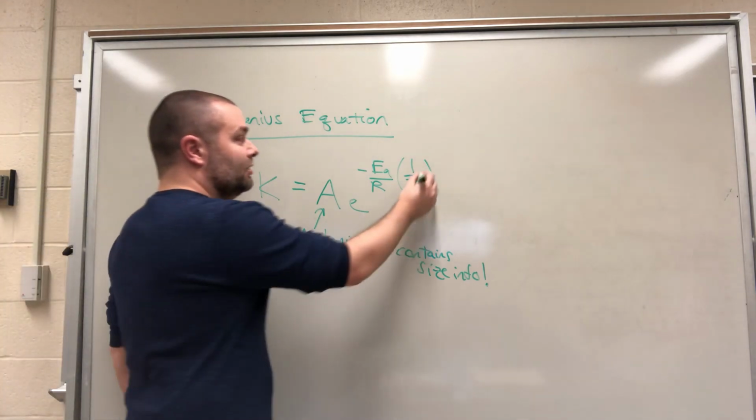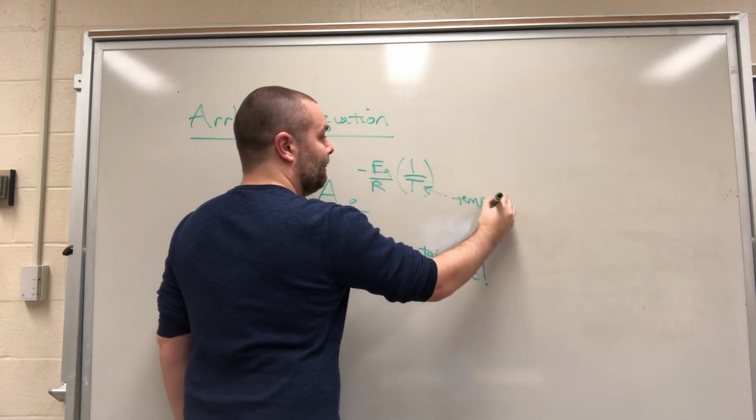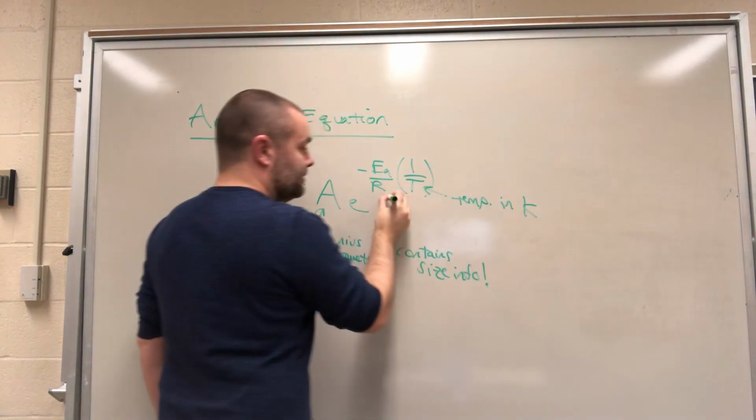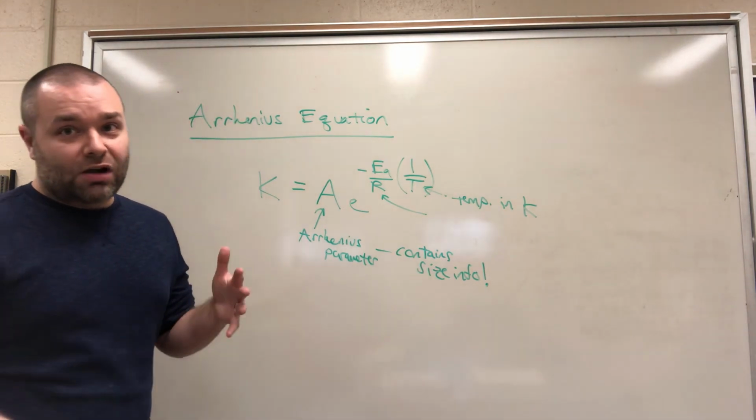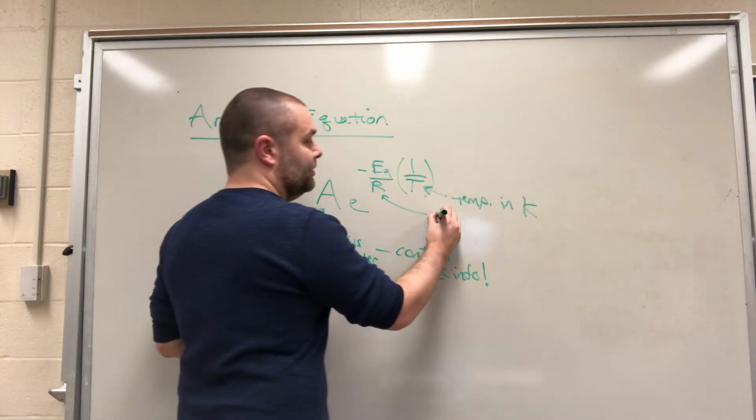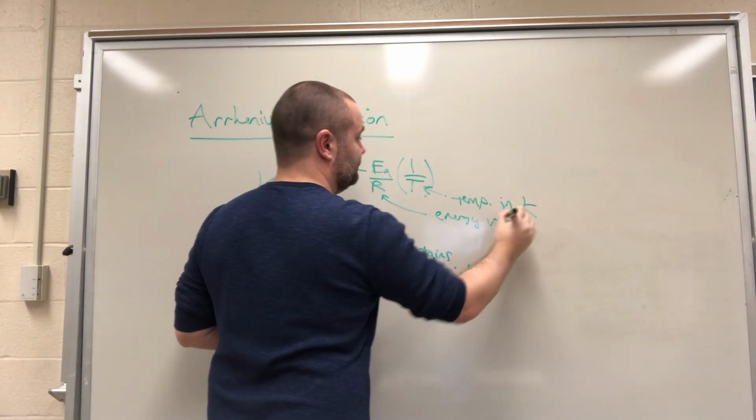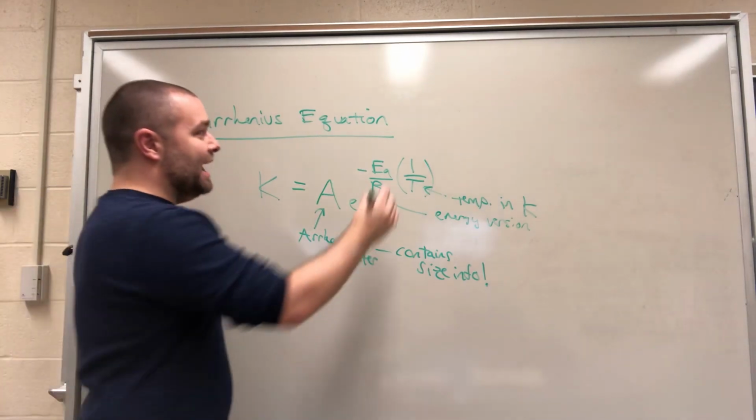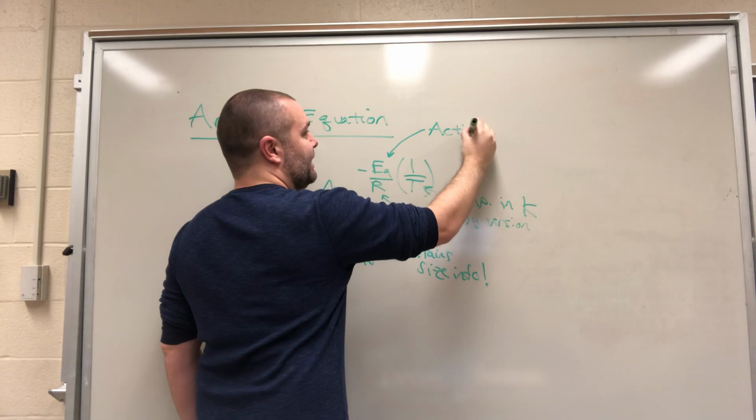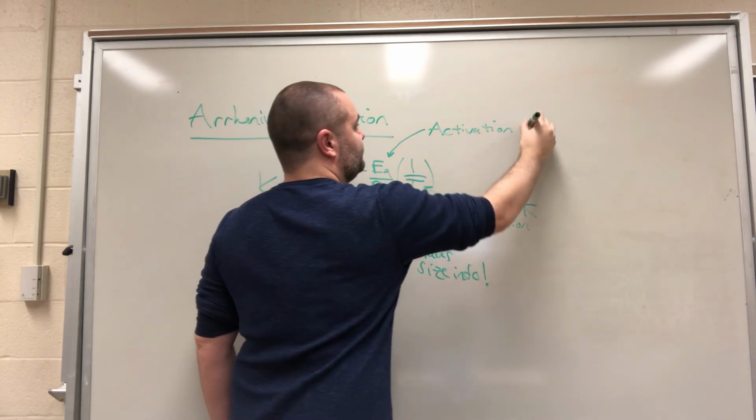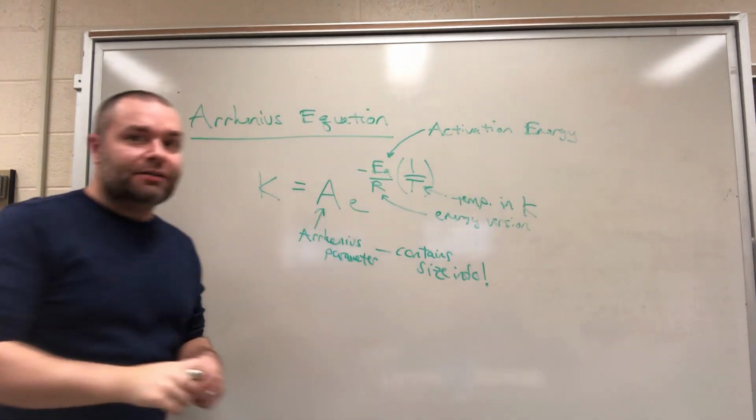Here this is 1 over T, but T is temperature in Kelvin. This is our good friend R. It's the R that we've seen before. But there's 2 versions of R. Guess what we're going to use here? We're going to use the energy version of R that has joules in it. And this E sub A right here, this is what's known as the activation energy.